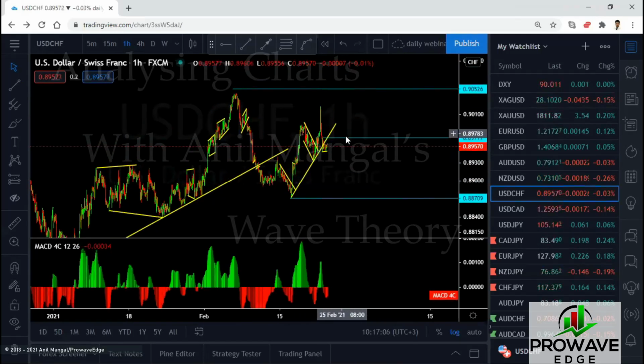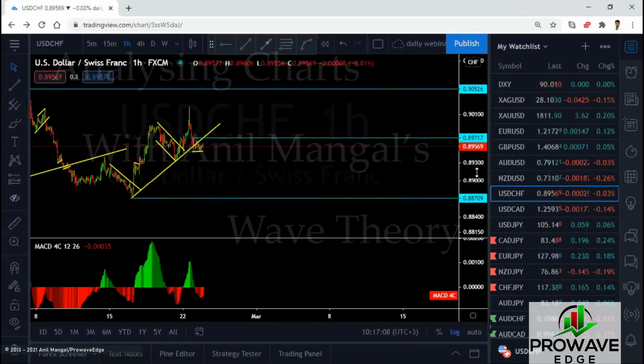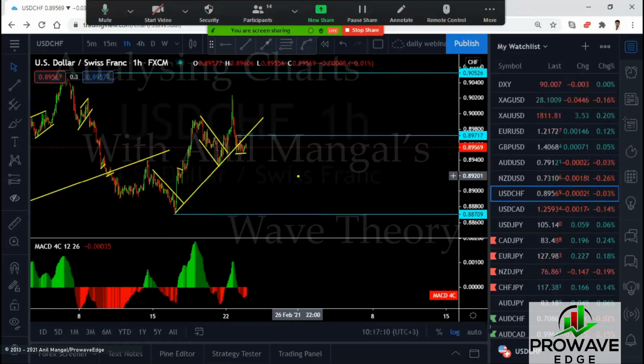So right now this is consolidating. If it stays as a flag, we will sell. If it becomes a bigger consolidation, we will probably ignore it. If this becomes more like this, we will ignore it until we get the sell. And depending on how high it comes here, we might be going back up.